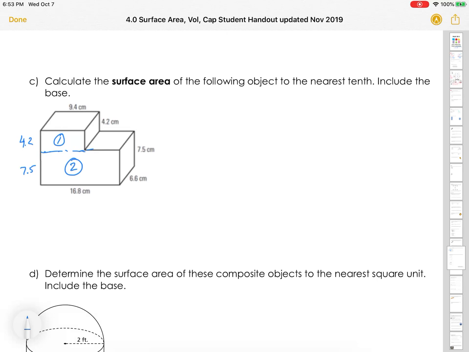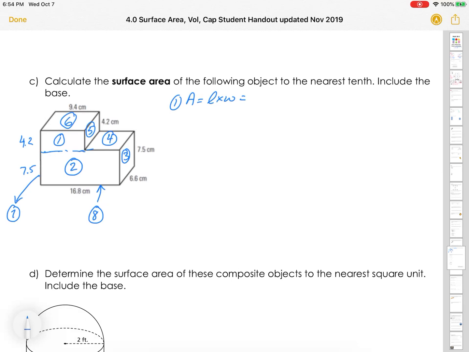So there's 1 piece, there's 2 piece, there's 3 piece, there's 4 piece, there's 5 piece, and there's 6 piece. We also have this side here, which would be 7. And we have this side here, which would be 8. That's the bottom. It's underneath, okay? Woo! So we've got all these pieces to figure out. We can do it. They're all rectangles. We just have to sort them out.